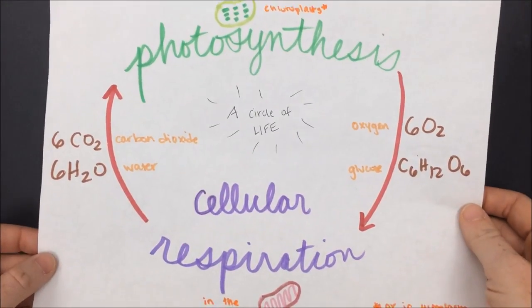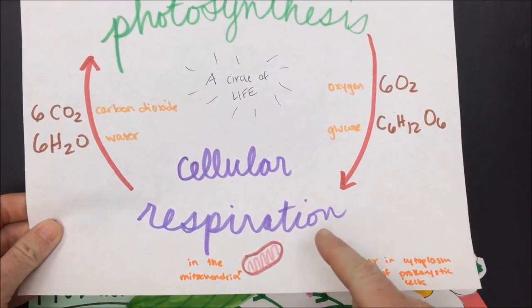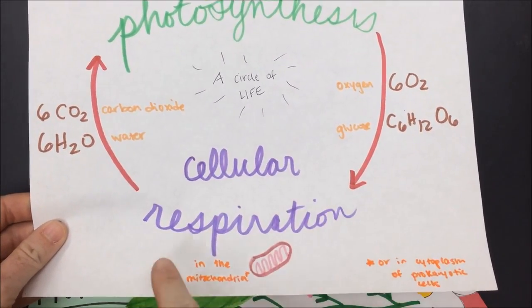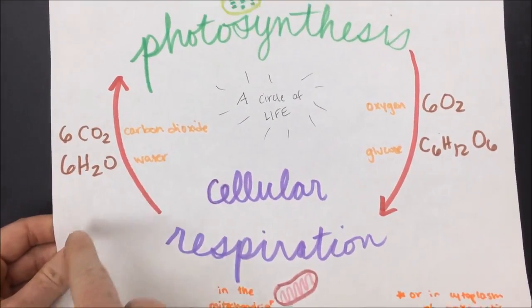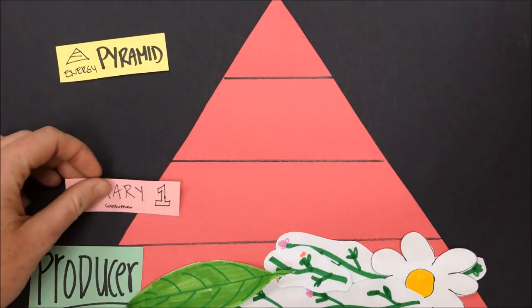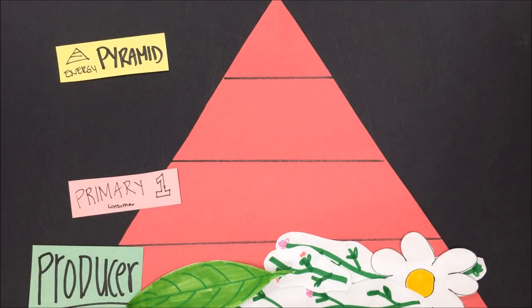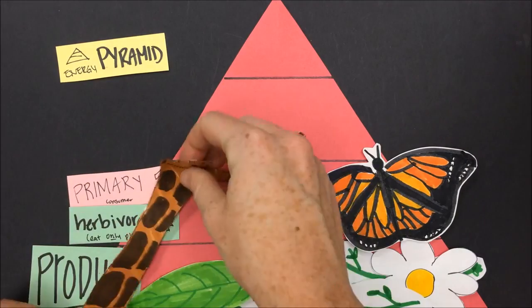Photosynthesis that happens in chloroplasts creates oxygen and glucose that can be consumed by other organisms and burned through the process of cellular respiration to create carbon dioxide and water and energy in this continuing cycle. The next level up would be those primary consumers. These are the ones that are plant eaters. We might also call them herbivores.